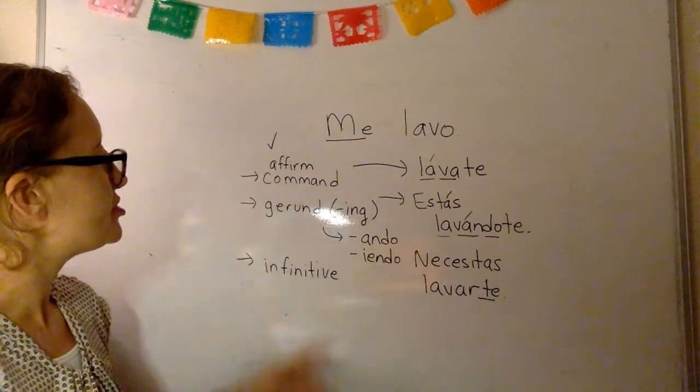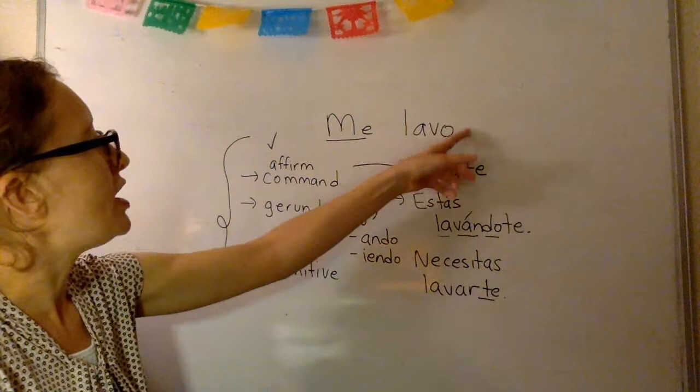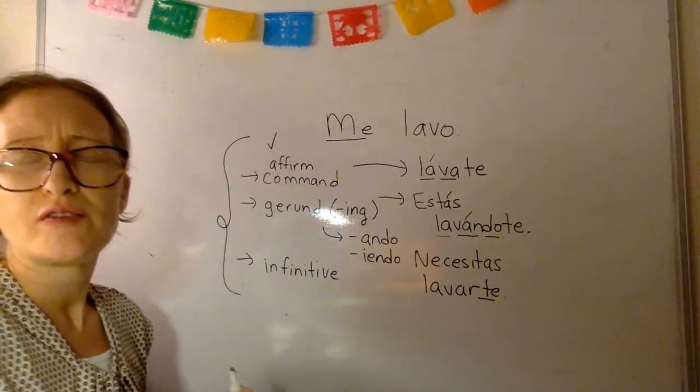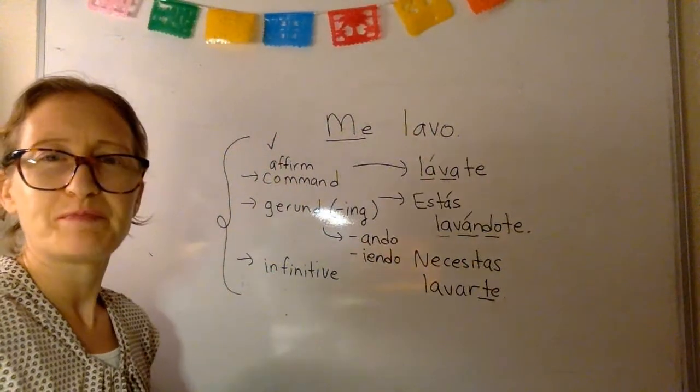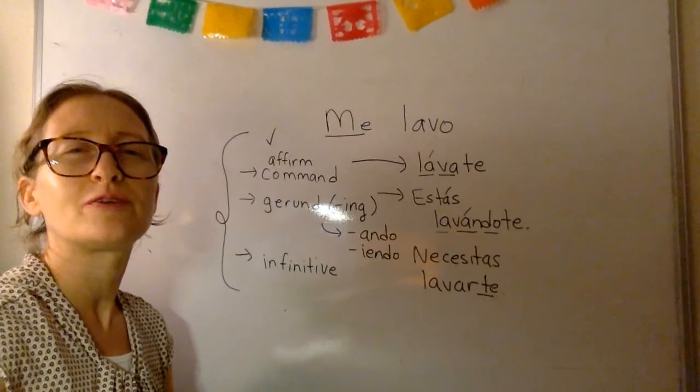So these are situations in which the pronoun will not come before the conjugated verb. It will come after the conjugated verb or the infinitive. So that is how reflexive pronouns and reflexive verbs work.